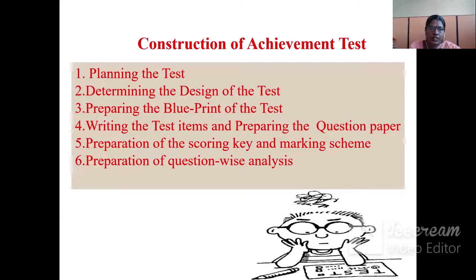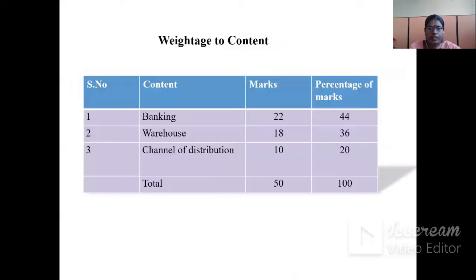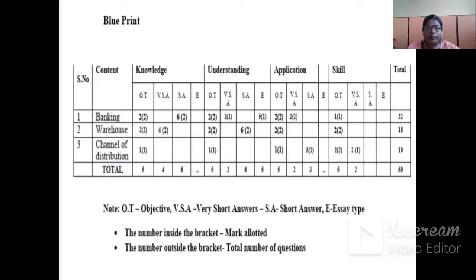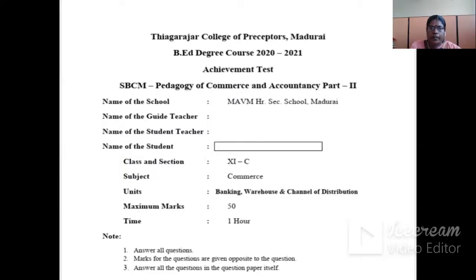So the third step is preparing the blueprint of the test. A blueprint is a 3-dimensional chart giving the placement of the objectives, content, and form of questions. In the form of questions, that is knowledge, understanding, application, and skill. So, for example, see the picture and wait a minute, I will share the model questions.